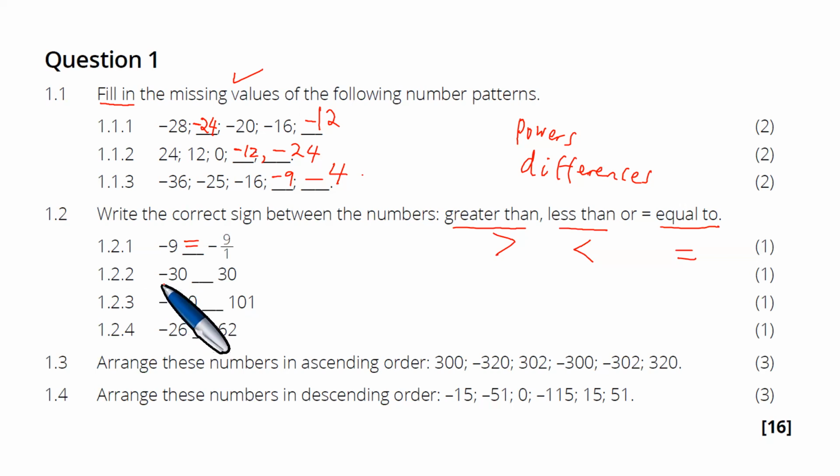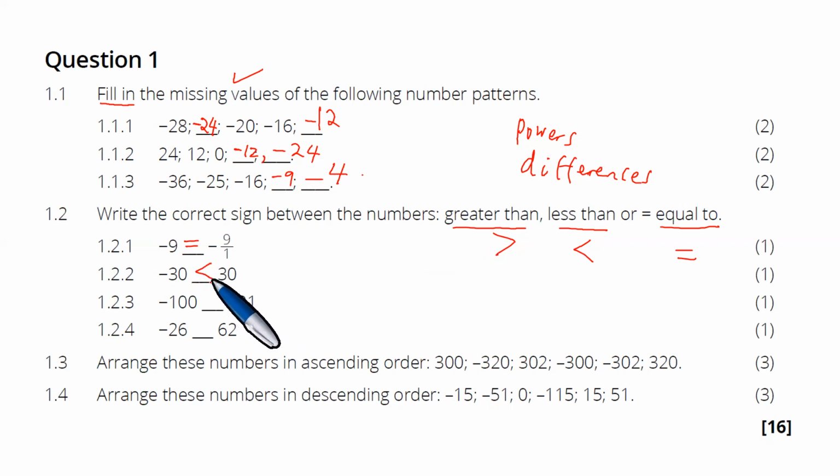In 1.2.2, you have minus 30 together with 30. So what sign goes here? Is it greater than, less than, or equal to? Your thought, please. Less than. Well done. Congratulations there.